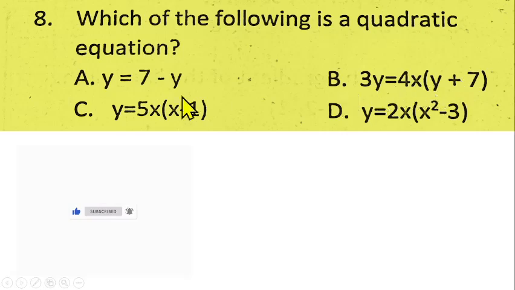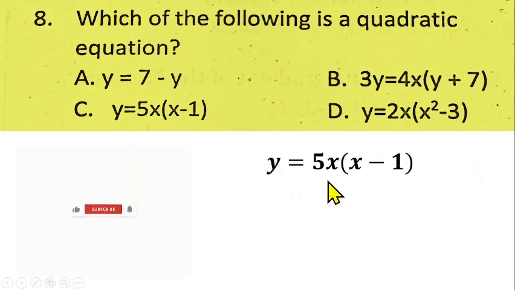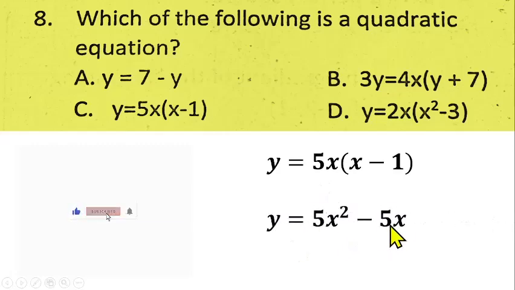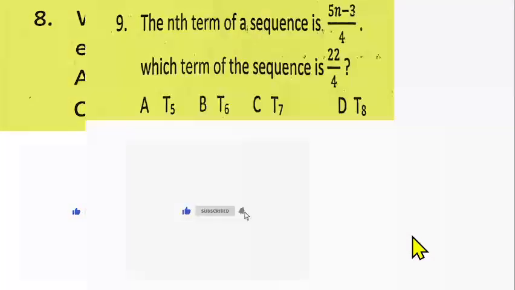But if you look at this one, 5x multiplied by x gives us 5x squared, then minus 5x. And if you look at this one, 2x multiplied by s squared gives us 2s cubed. So this is a cubic, while this one is a quadratic. So if you expand, you have y equal to 5x squared minus 5x, which is quadratic.